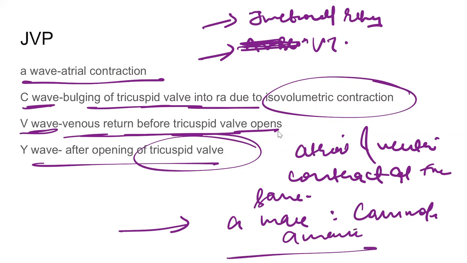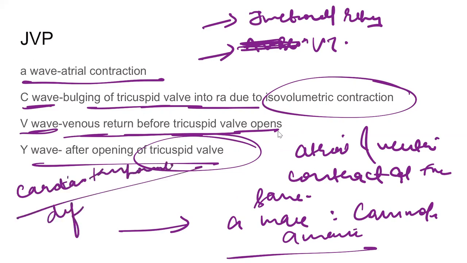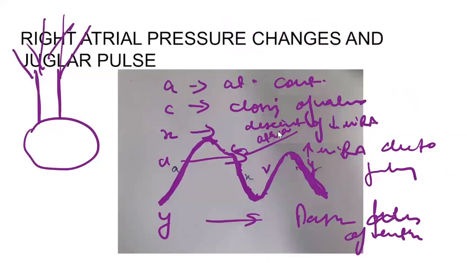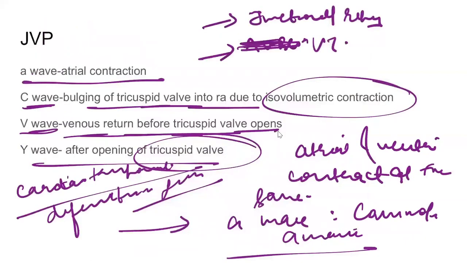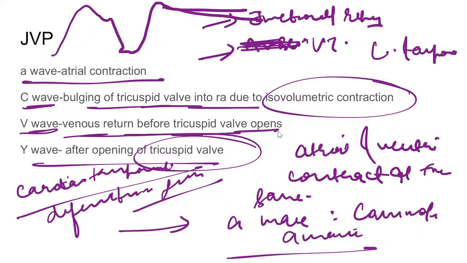So another thing in JVP is when a patient is having cardiac tamponade. So there is defective filling of ventricles. So this Y descent we know is because of passive ventricular filling, and it gets disrupted in case of cardiac tamponade. So Y descent would be absent. So we have JVP like this: A, C, X, V. Y descent is absent in cardiac tamponade. Here are some other pathologies in JVP that we'll discuss later.